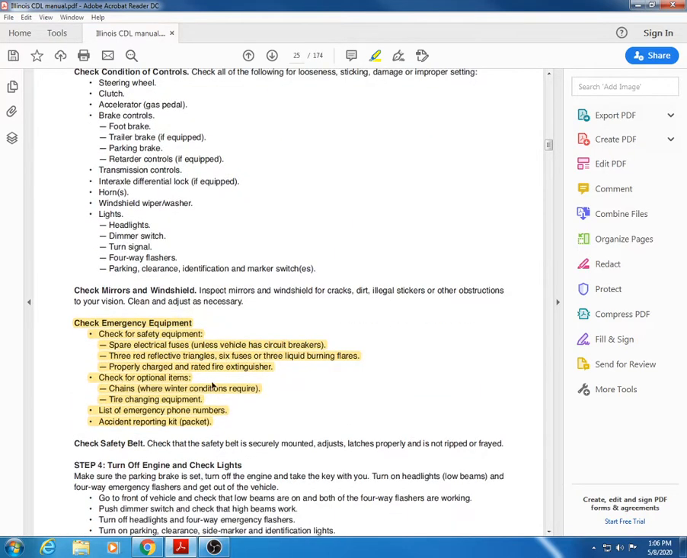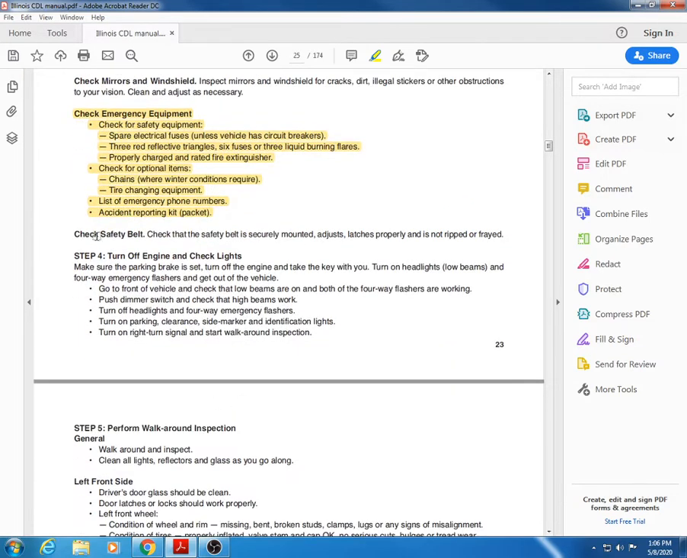All right, so then we're checking emergency equipment. The 3 things that we went over before, which is electrical fuses, red reflective triangles, and a properly charged and rated fire extinguisher. Optional items can be any of these below, along with phone numbers and an accident reporting kit. Of course, you're always going to check your safety belt. You want to make sure that it's not torn or frayed, and it does latch properly.